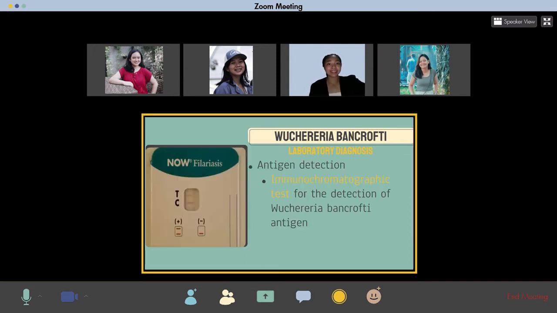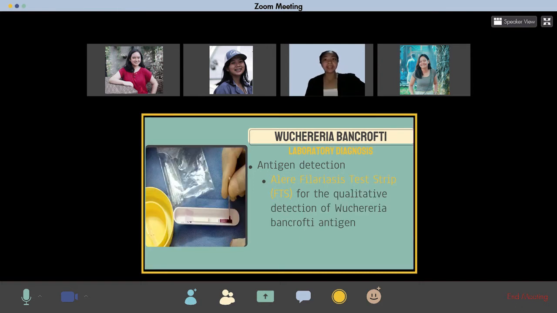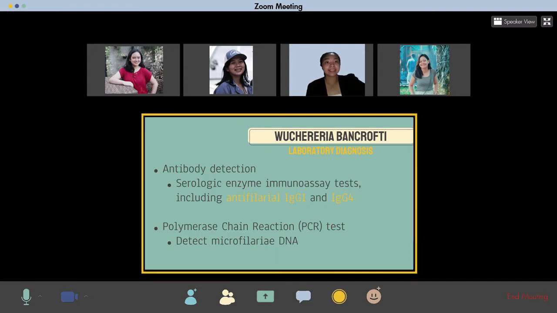So this is antigen detection, an immunochromatography test for the detection of Wuchereria bancrofti antigen. The antigen detection filariasis test strip is a point-of-care diagnostic tool that detects circulating filarial antigen in human blood, serum, and plasma. This tool may be useful for assessing the impact of treatment on adult filarial worms in individuals and communities. So for the antibody detection, serologic enzyme immunoassay tests including antifilarial IgG1 and IgG4.